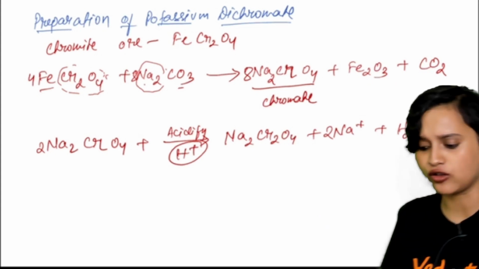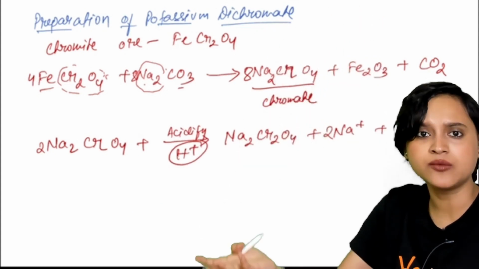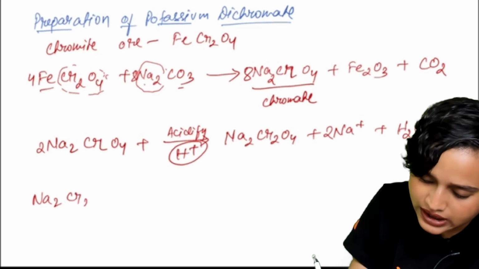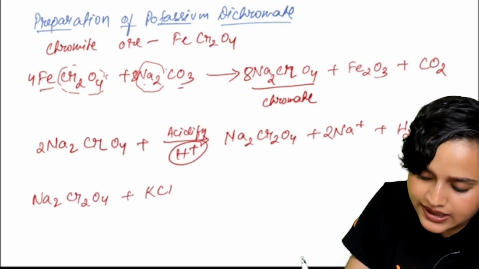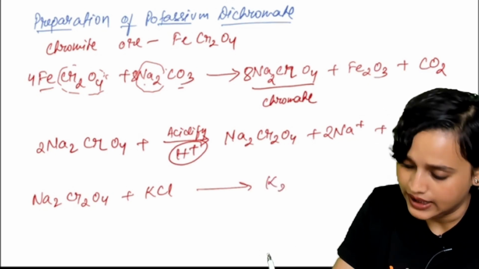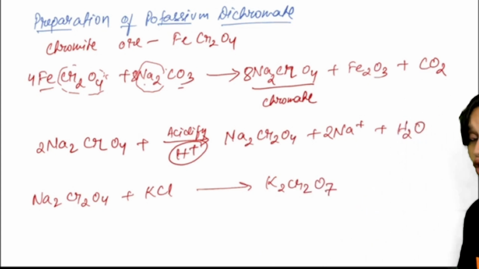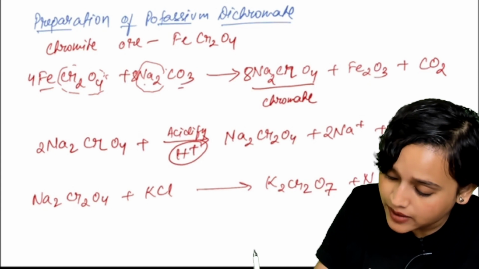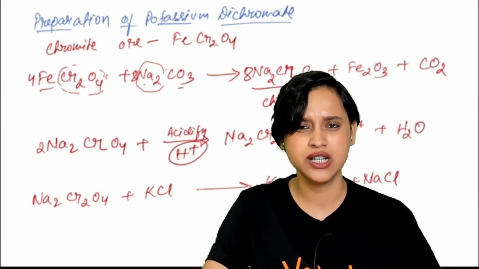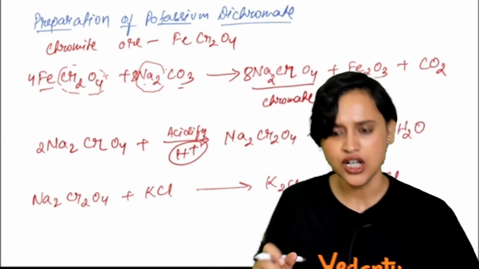But do we need sodium dichromate? No, we want potassium dichromate. So what do we add here? Easy peasy, just add some potassium salt. So we take Na2Cr2O7 plus, let's just add KCl, so that we get K2Cr2O7 plus we will get NaCl. Is that even a question? Is this clear, everybody?